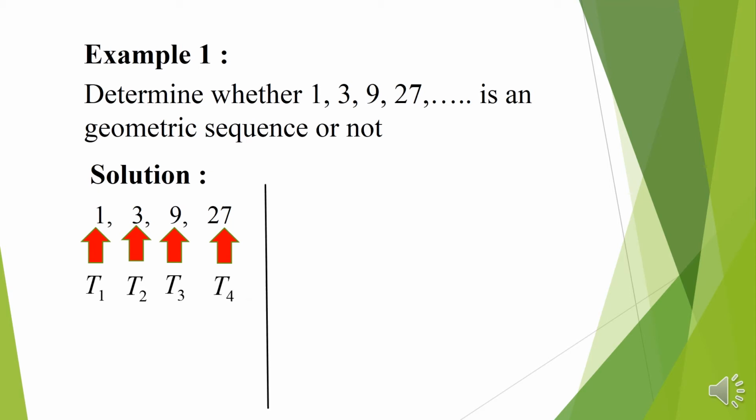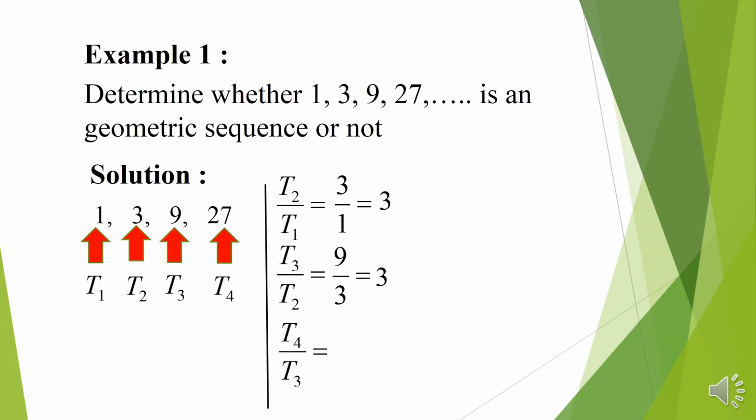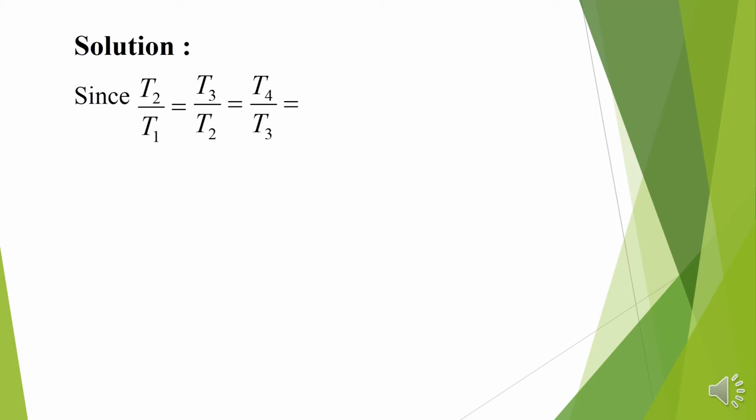What we shall do is try to find T2 over T1, which is 3 over 1, equal to 3. Then T3 over T2 is 9 over 3, equal to 3. And the last one, T4 over T3, is 27 over 9, which is also equal to 3. So from the answers of the three sets that we have got, we can conclude that T2 over T1 is equal to T3 over T2 and T4 over T3, which is equal to 3. Which means that this is a geometric series.